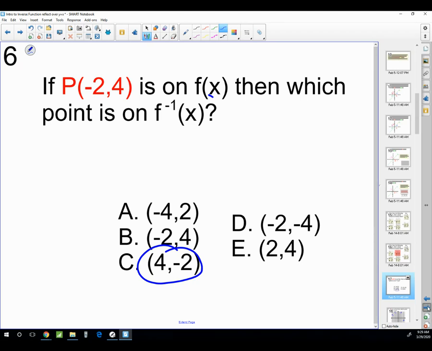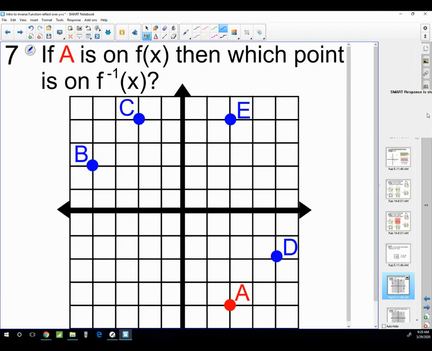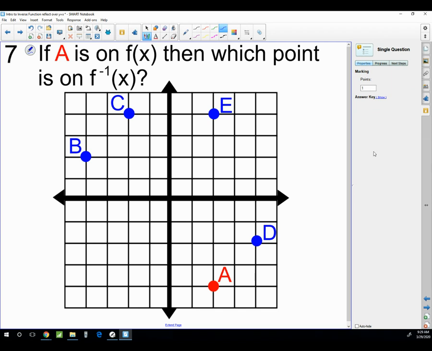Moving on. See if you can answer that. We are reflecting over this line. I do believe that the answer is B because you bring that in and we kind of create that right angle there. But that's probably not the best way to do that.